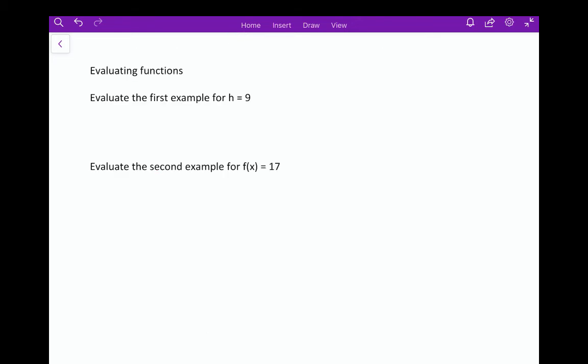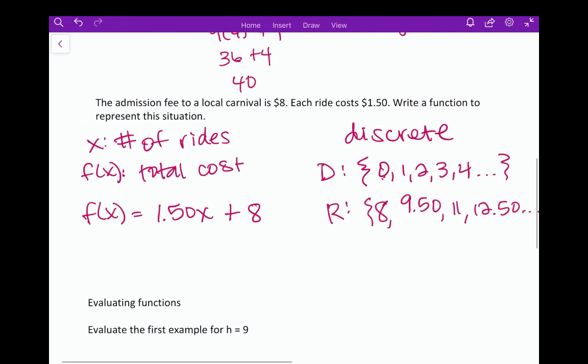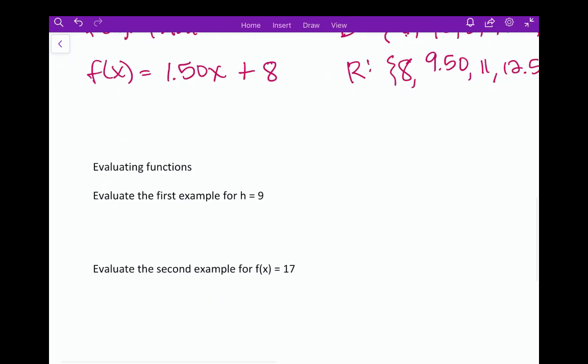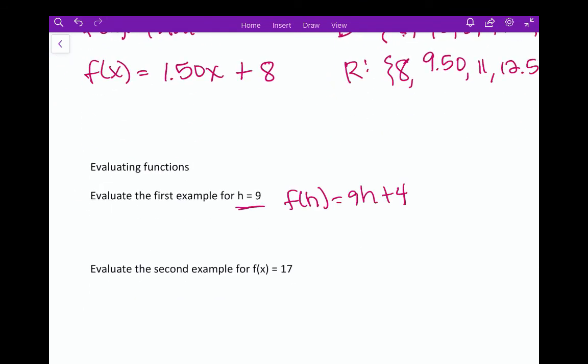Now we're going to look at evaluating functions. So it says evaluate the first example for h equals 9. So the first example was f of h equals 9h plus 4. So evaluate for h equals 9. So that means that we are going to plug in a 9 for h. Notice that I put a 9 here and a 9 here. We read this as f of 9, which means what is the value of the function when the independent, which in this case is h, equals 9.